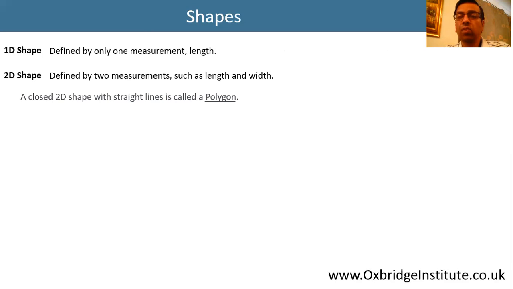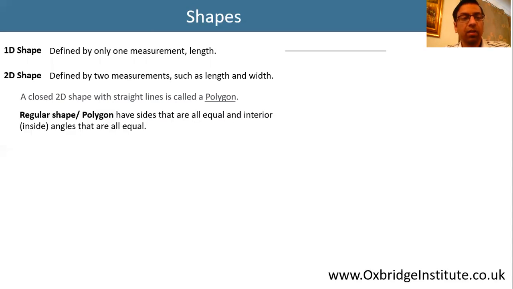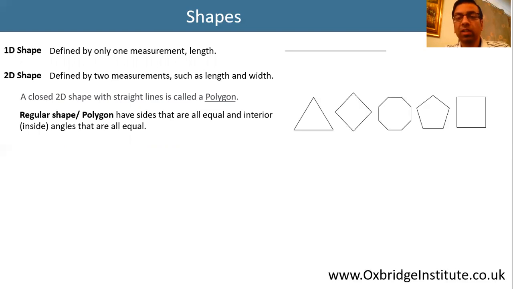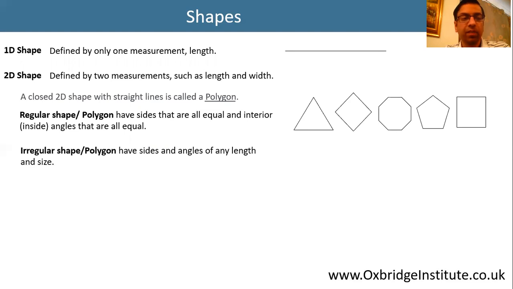Coming to the definition of a polygon. A closed 2D shape with straight lines is called a polygon. A regular polygon is one where all sides and internal angles are equal. These are all examples of regular polygons. An irregular polygon has sides and angles which can vary, so they don't have to be all equal. So these are examples of irregular polygons.